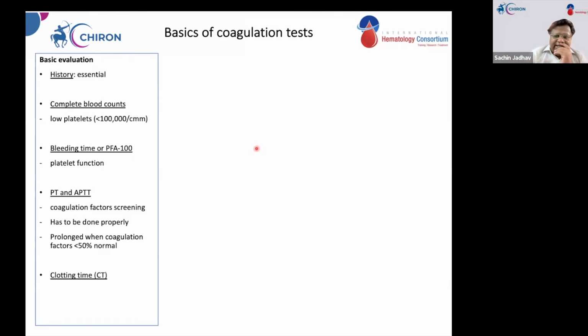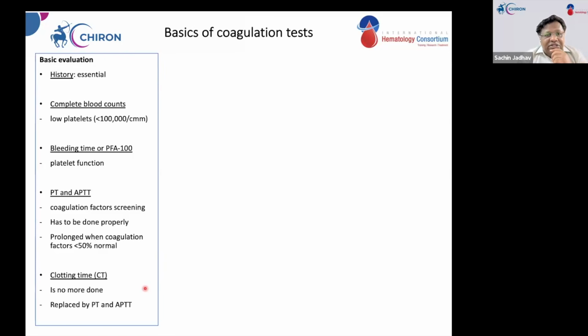What about clotting time, right? Many times our friends call us and say, hey, BT-CT is normal. Well, BT is fine for platelet function. Clotting time is a completely outdated test. We don't do it anymore, and it has been replaced by PT and APTT. So we should stop sending clotting time.